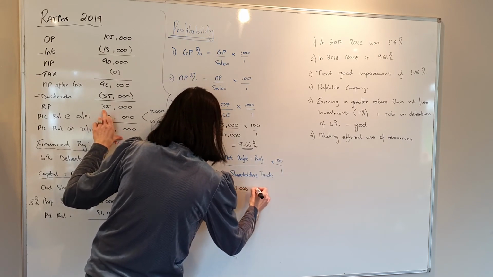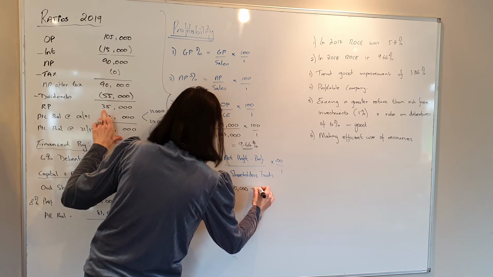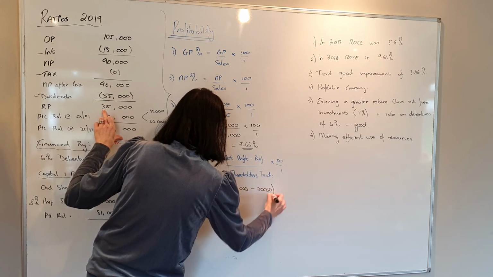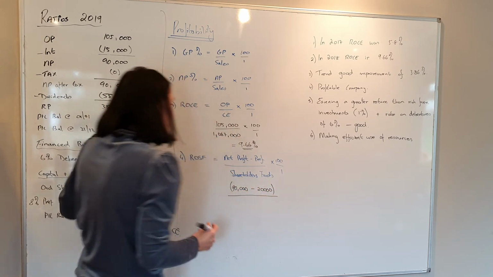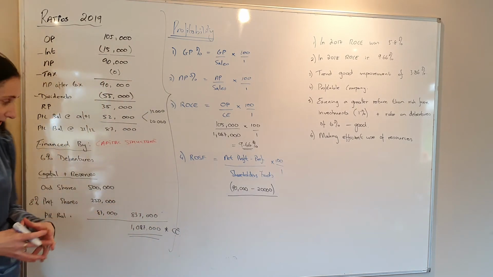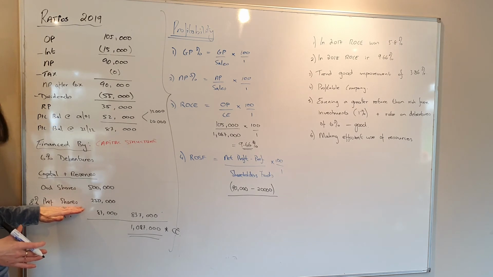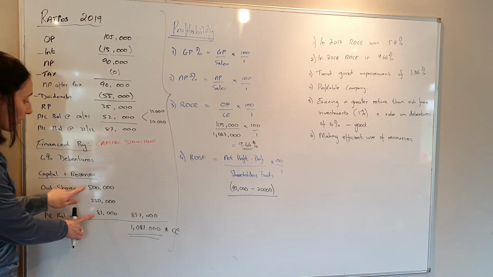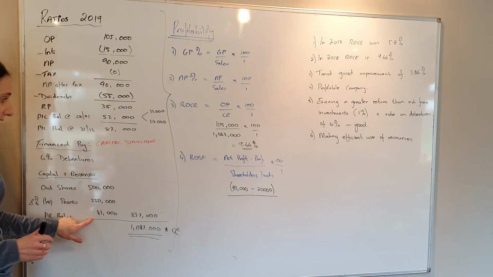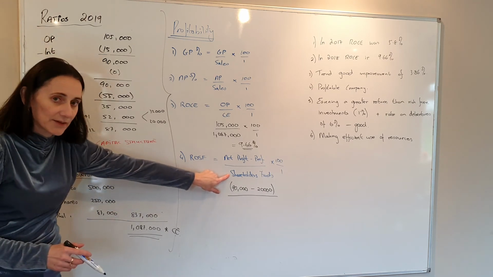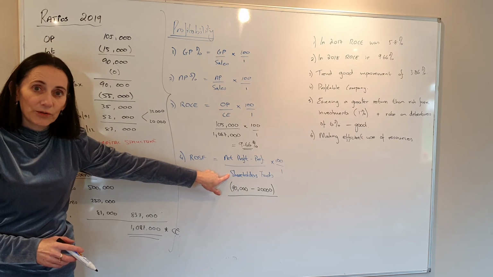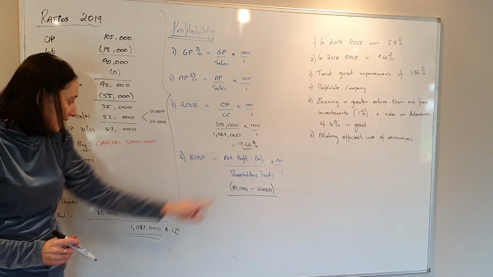You have to take away the preference because they are only a source of finance. Remember, they get this fixed return. Now, it's all over shareholders' funds. What's shareholders' funds? Well, it's not debentures because that's a loan. It's not preference because they are getting their fixed return. Shareholders' funds are ordinary shares and profit and loss balance. Maybe put that in for yourselves. Shareholders' funds is ordinary shares plus the profit and loss balance.